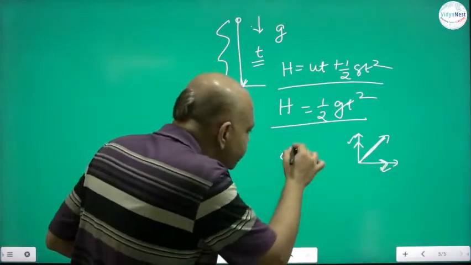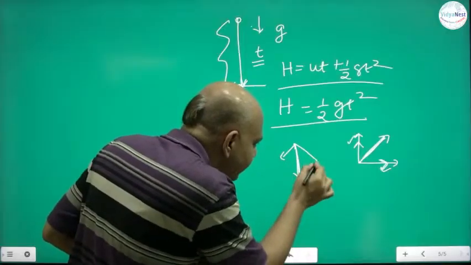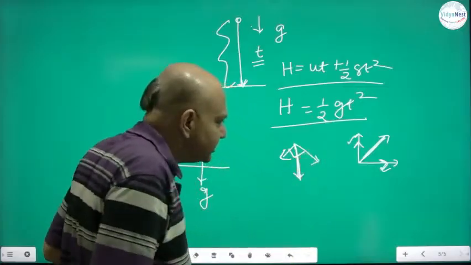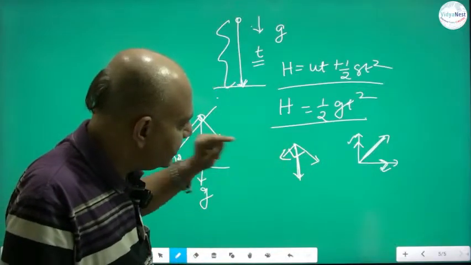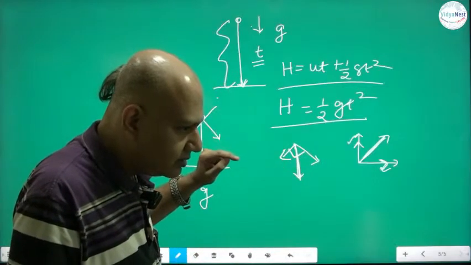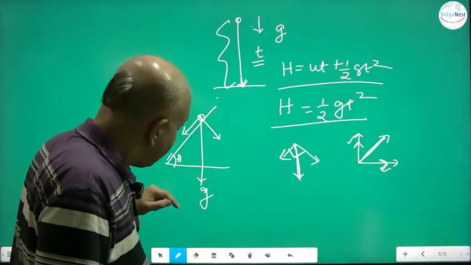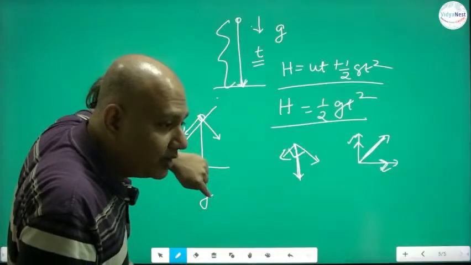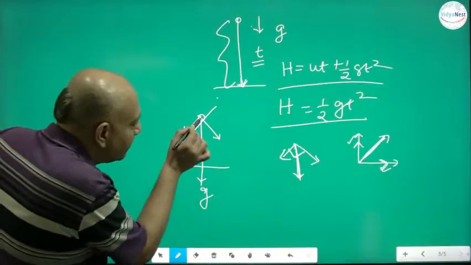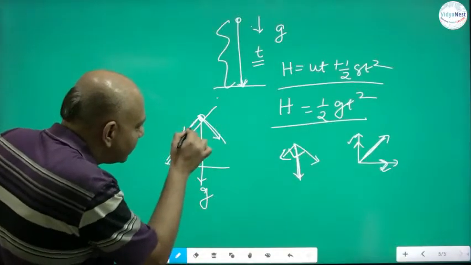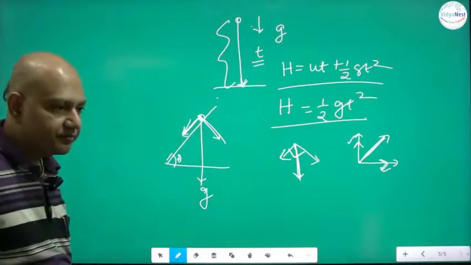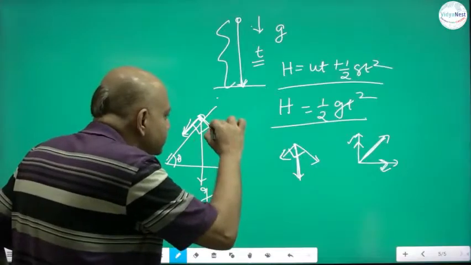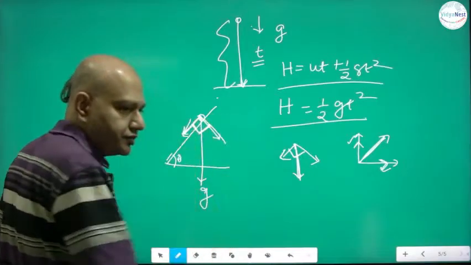Similarly, if this is a vector, I can split into two components. They are mutually perpendicular with each other. This component and this component. Similarly, this vector acceleration due to gravity, I am splitting into two parts. One part in this direction, another part in this direction. They are mutually perpendicular with each other.